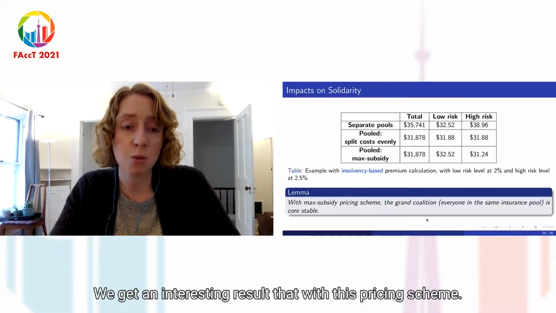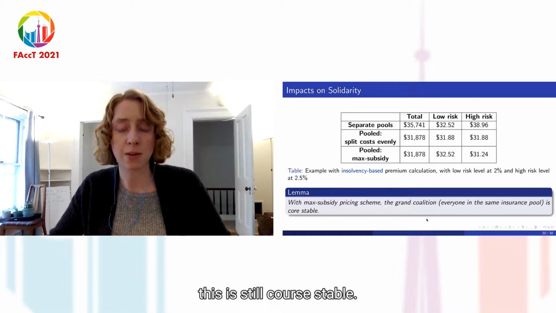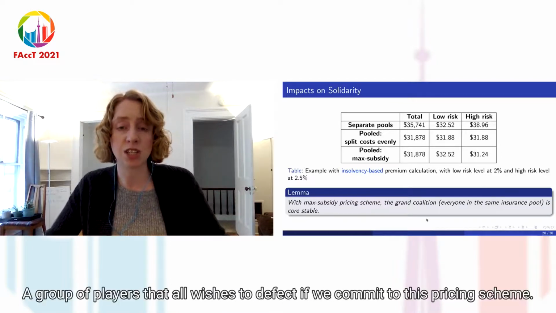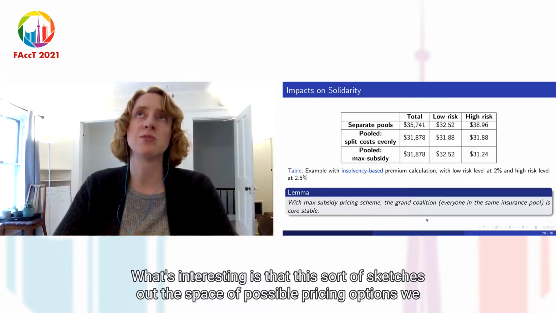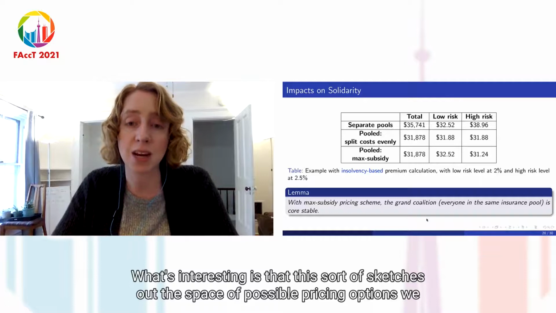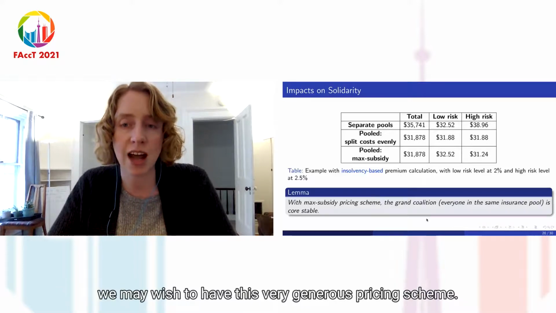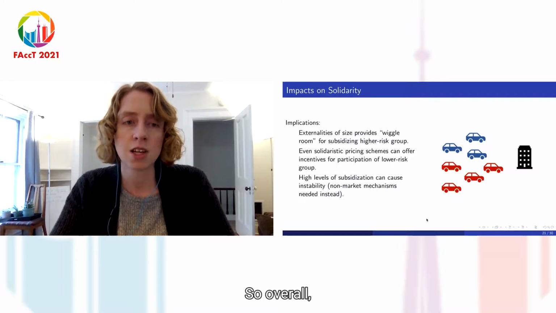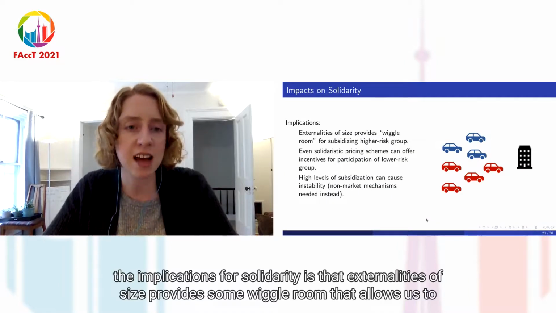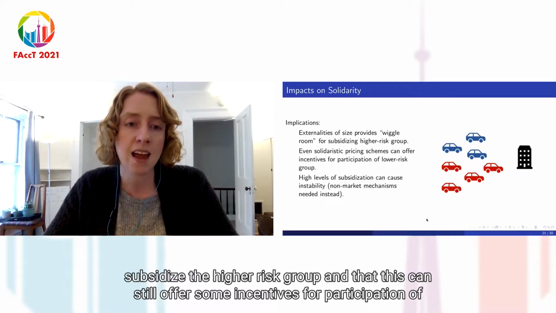And we get an interesting result that with this pricing scheme, when everybody's in the same insurance pool, this is still core stable. So there does not exist a group of players that all wishes to defect if we commit to this pricing scheme. What's interesting is that this sketches out the space of possible pricing options we can give to people. And it tells us that if we want to be as generous as possible, for some situations, we may wish to have this very generous pricing scheme. So overall, the implication for solidarity is that externalities of size provide some wiggle room that allows us to subsidize the higher risk group, and that this can still offer some incentives for participation of the lower risk group.